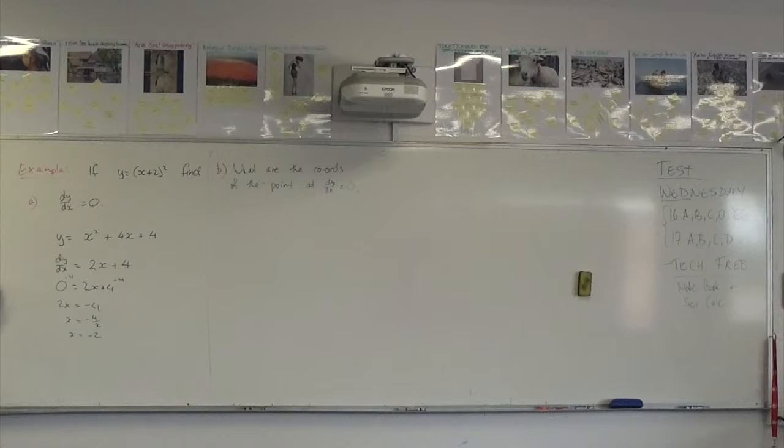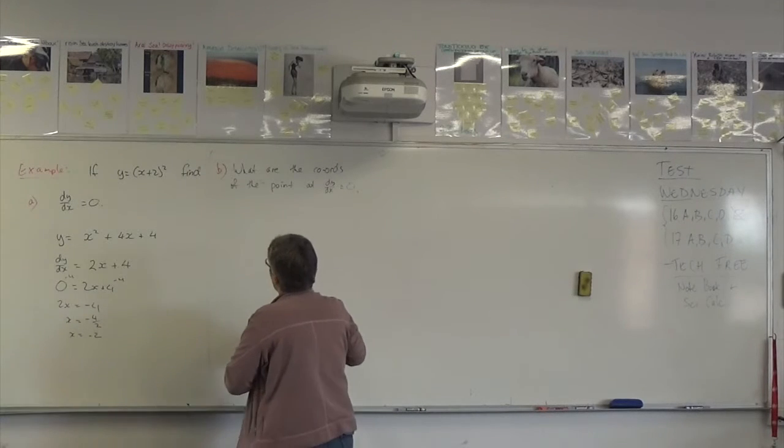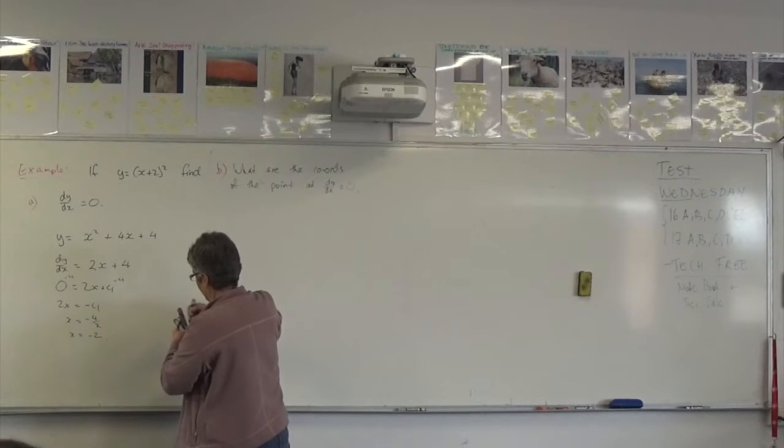What do we need to do now? Sub in x equals -2 into which one? Do we sub it into y equals x squared plus 4x plus 4, or dy/dx? The original one. That's where people make mistakes. They will sub it into dy/dx rather than the original. If they sub it into that one, they're going to get 0, aren't they? So let's sub it into the original one.